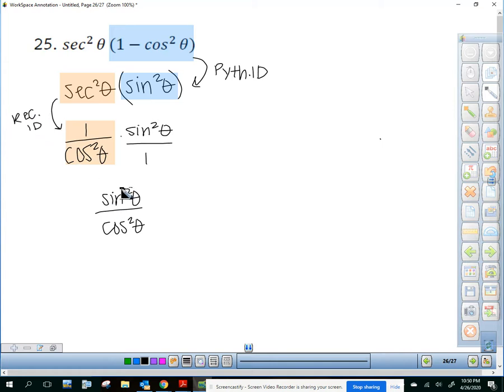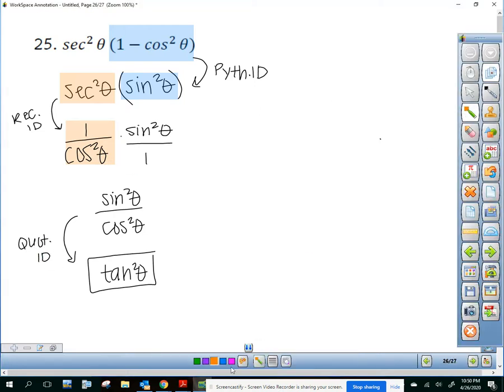So now sine over cosine is tangent. So sine squared over cosine squared, as long as those powers match, the identities still hold true. So this would be tangent squared of theta. And that is your quotient identity. So we used 3 different identities there: reciprocal, Pythagorean, and quotient.